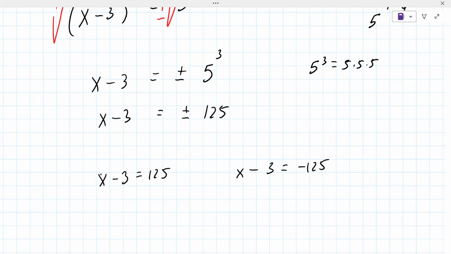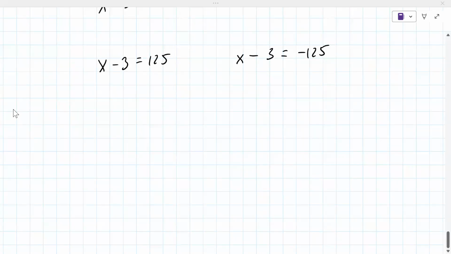All right, I am back. Let me know if you got those answers or any questions. I'm trying to get them. I would assume we would subtract 125 from both sides, or 3. I would think 3.